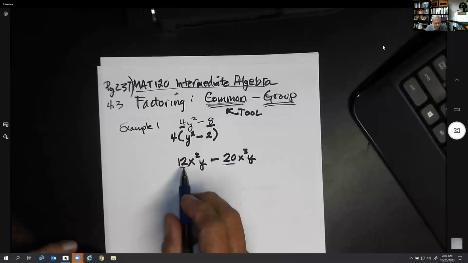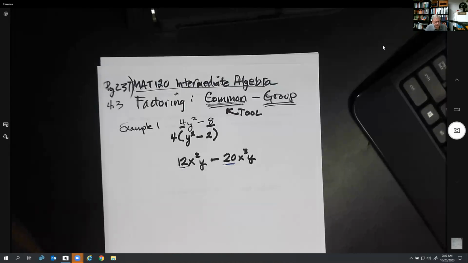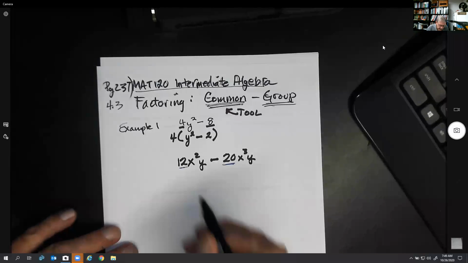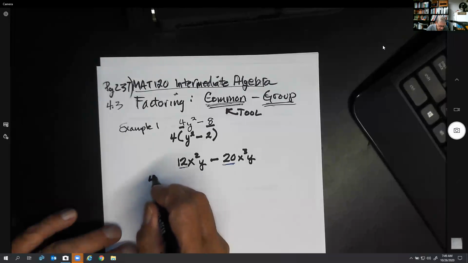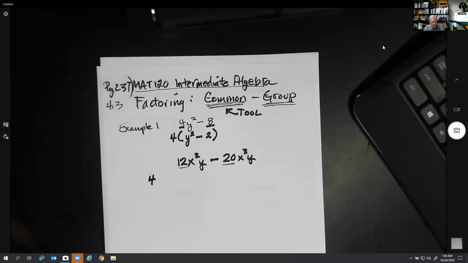Well, we can divide both of these by 2. But then we say, is there a number that's bigger than 2 that would go into both of those? We could divide both of these by 4. What about 6? Well, 6 won't go into 20. So the biggest common factor is a 4. So I'm going to factor out a 4.